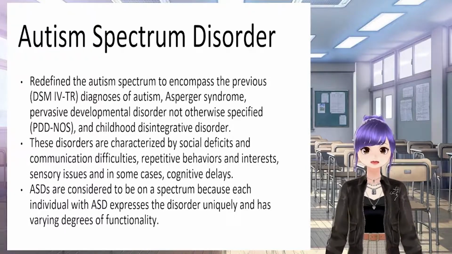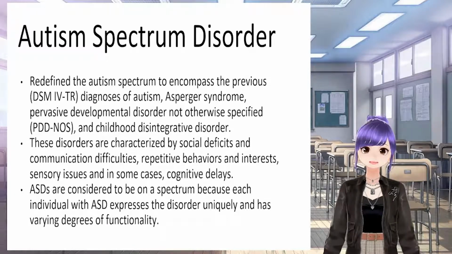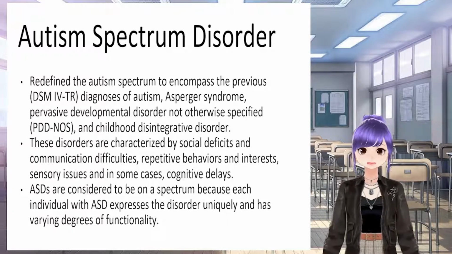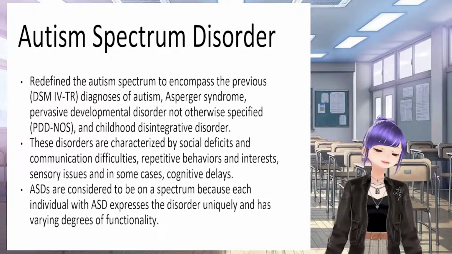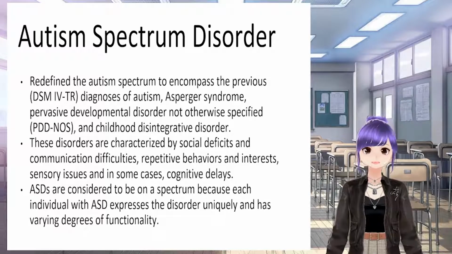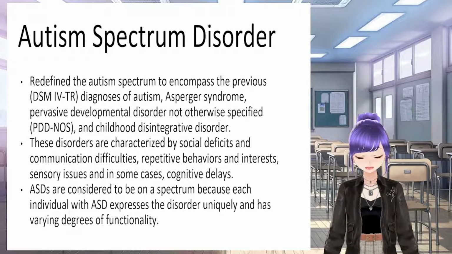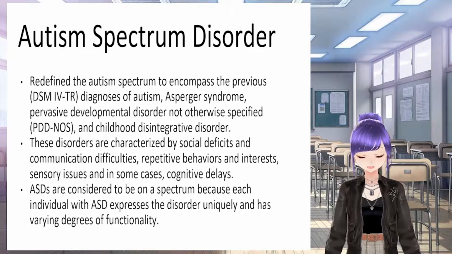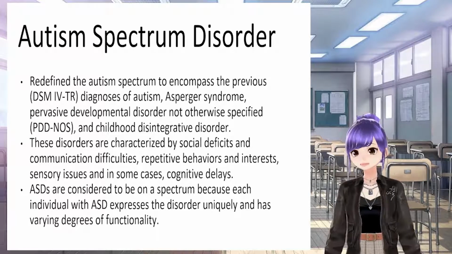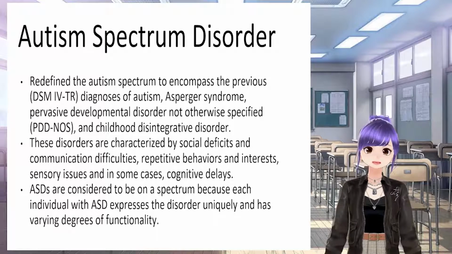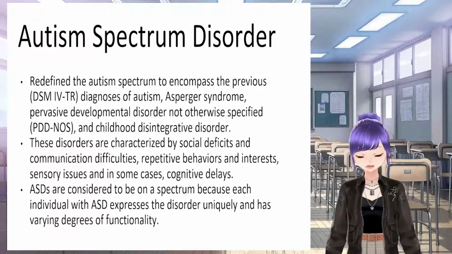This is redefined as the autism spectrum to encompass the previous DSM-4-TR diagnoses of autism, Asperger's syndrome, pervasive developmental disorder not otherwise specified, and childhood disintegrative disorder. These disorders are characterized by social deficits and communication difficulties, repetitive behaviors and interests, sensory issues, and in some cases, cognitive delays. ASDs are considered to be on a spectrum because each individual with ASD expresses the disorder uniquely and has varying degrees of functionality.